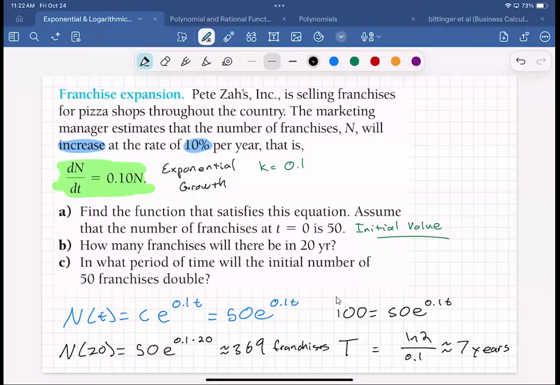Sorry, I've got the right franchises at that 369 earlier, but make sure you see this is 7 years for it to double. So with 20 years, it almost doubled 3 times, right? So 50 to 100, 100 to 200, 200 to 400. Any questions or concerns with this?